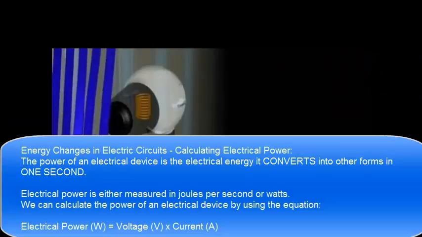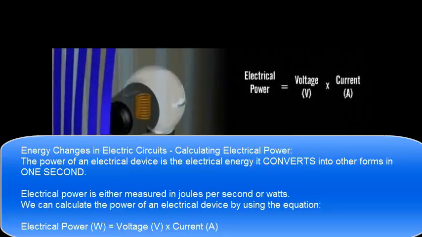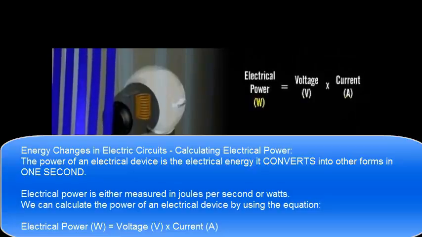Calculating electrical power. The power of an electrical device is the electrical energy it converts into other forms in 1 second. Electrical power is either measured in joules per second or watts. We can calculate the power of an electrical device by using the equation electrical power equals voltage times current.